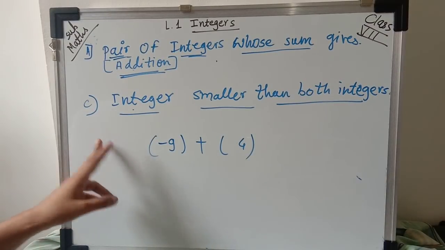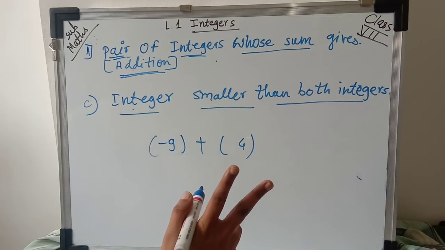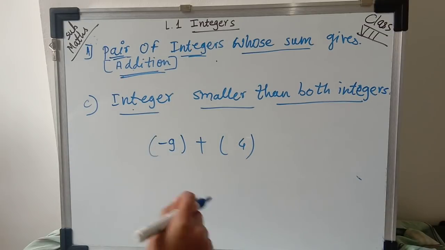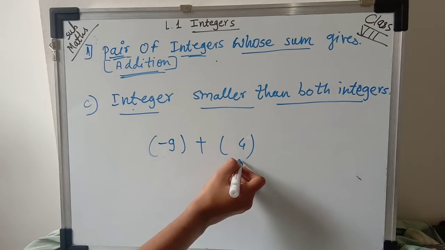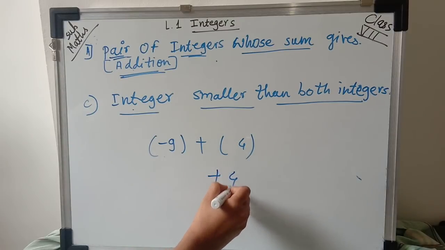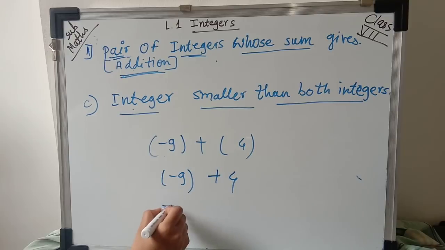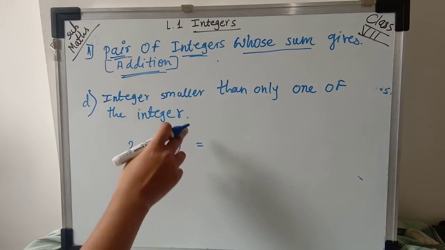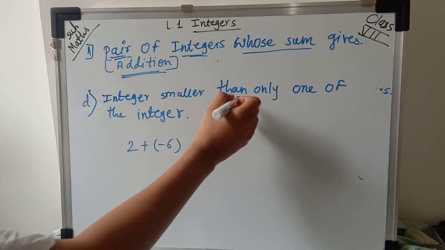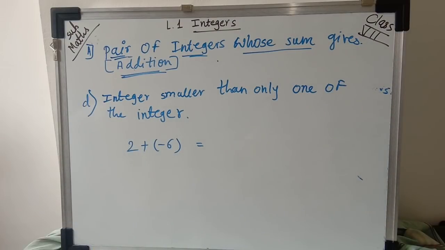Okay, so the second possibility is when you are adding two different integers. Here a negative integer and a positive integer are there, so +4 and here -9 is there. Let's do the addition. Now the fourth pair we have to find out, that is the integer smaller than only one of the integers. The sum, the value after adding any two integers, is smaller than only one integer.